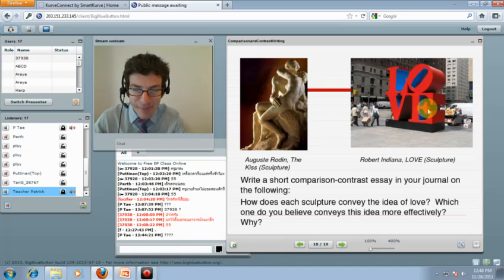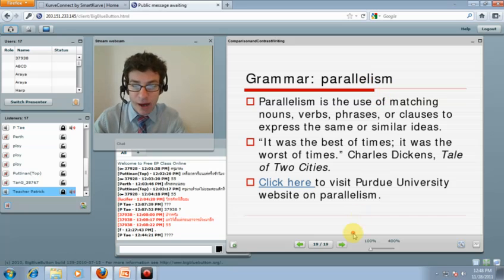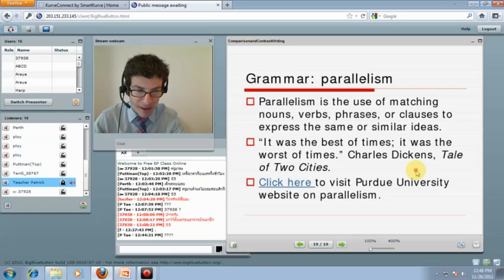But think about how these two are different, how these two are the same, and how they express the concept of love, and which one is better at it. Okay? One last little point before we go is the concept of parallelism. Parallelism is the use of matching nouns, verbs, phrases, or clauses to express the same or similar ideas. Okay? This is kind of complicated.